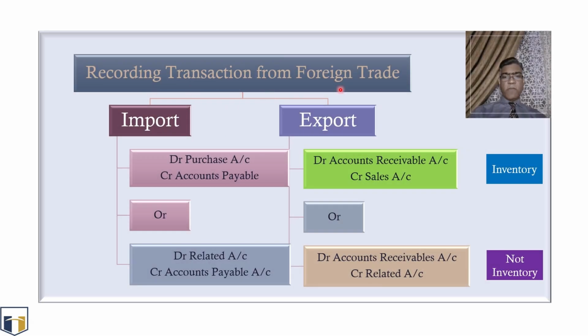Recording transactions from foreign trade. Foreign trade has two types, import and export. Import can be inventory, or import can be not part of inventory. If it is inventory, the journal will be purchase account debit or inventory account debit, accounts payable account credit. In case of not inventory, related account debit, accounts payable account credit. For export, if you are selling inventory, the sales account credit, accounts receivable account debit. If it is not part of your inventory, then accounts receivable account debit, related account credit.